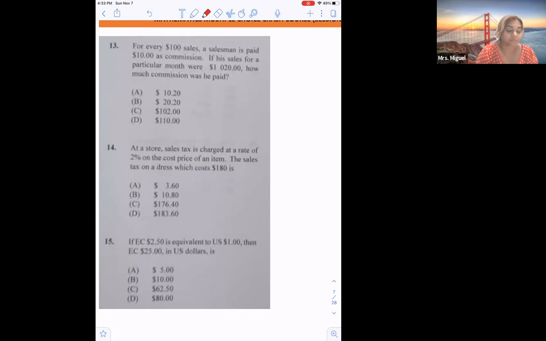All right, let's go. For every $100 sales, a salesman is paid $10 commission. So if the man sold $200 worth of goods, he will get $20. If he sold $300 worth of goods, he will take home $30. So we have to find out how many hundreds are there in $1,020. So we divide that by 100 and we will get 10.2. So for his commission, 10.2 multiplied by 10, he will take home 102. Did you all get that?